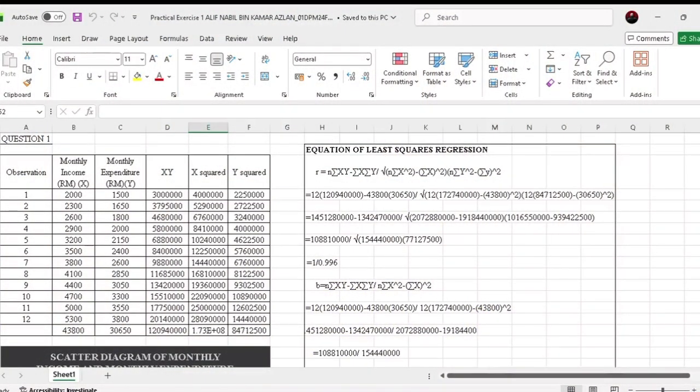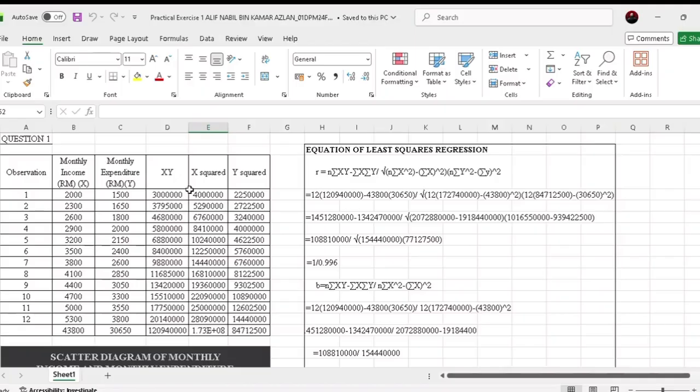Alright, today I would like to solve the practical exercise 1 questions. For question 1A, it asks us to construct the data set in Excel and show the scatter diagram of the data. So in Excel we need to copy the data from the question: observation, income data, monthly income and monthly expenditure.